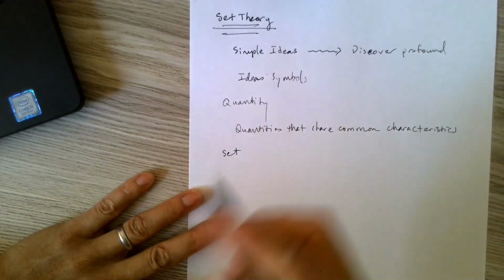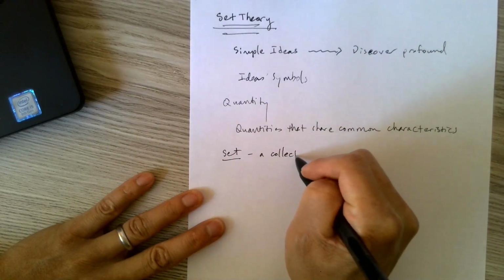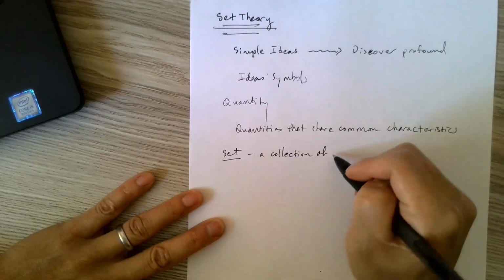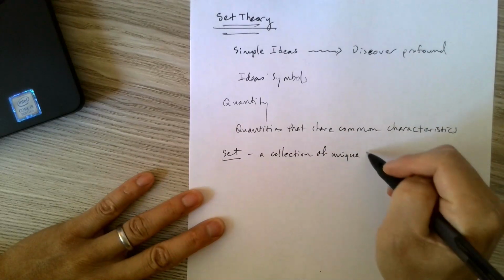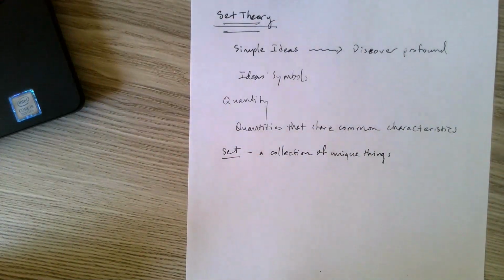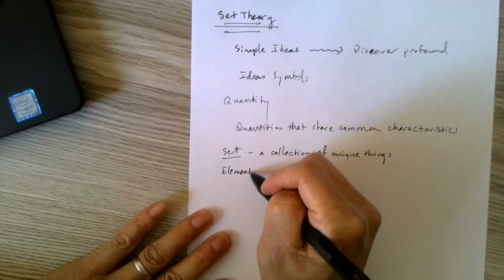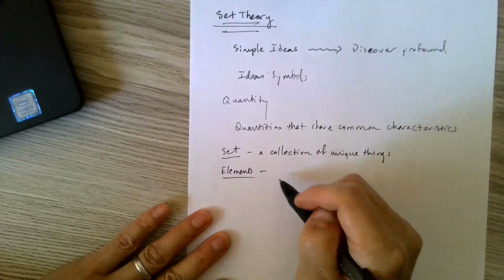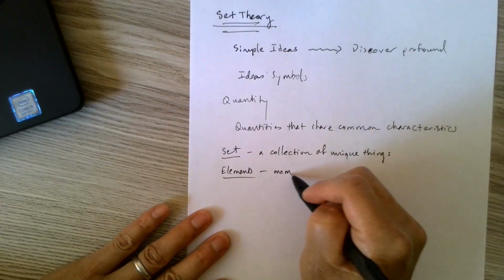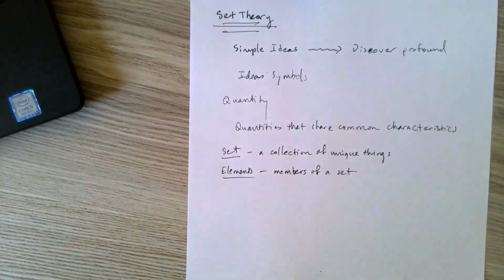So first we have the idea of set. What is a set? And I don't want to get too specific, so I'm just going to say it's a collection of unique things. A collection of unique things. And then I'm going to call the things elements. So elements are the members of a set.